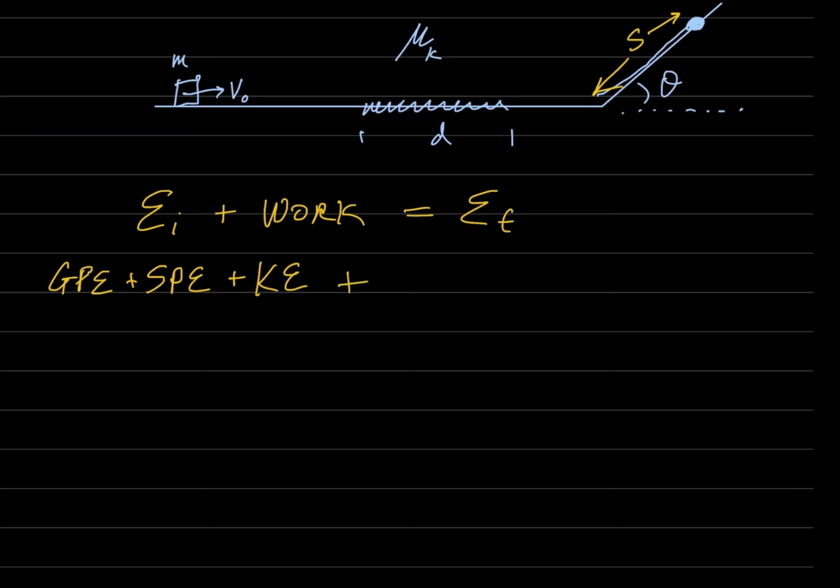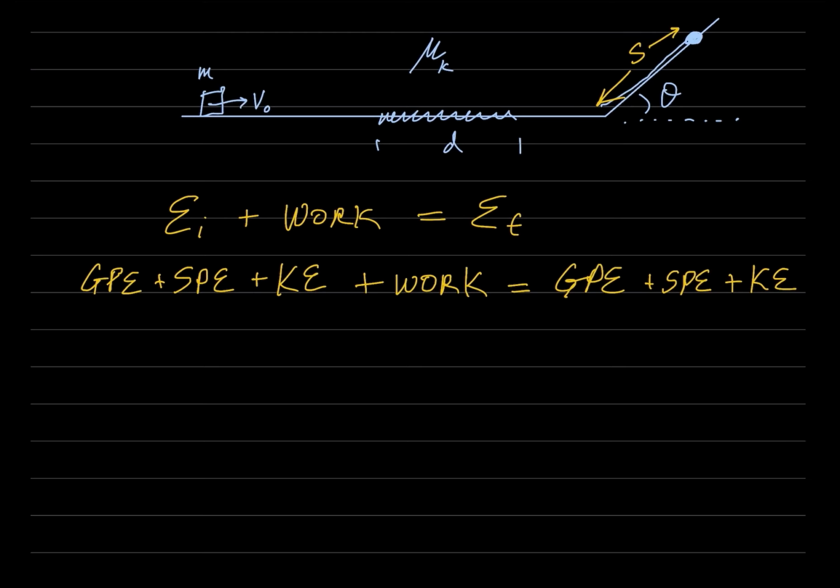That plus any changes to the energy, which we already know will be a decrease in energy from the friction, equals the final energy, and the final energy will be the same thing: gravitational potential energy plus spring potential energy plus kinetic energy.